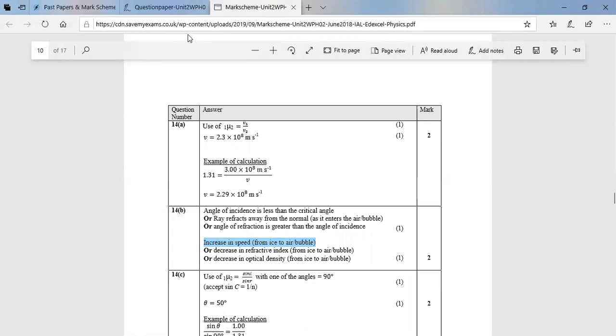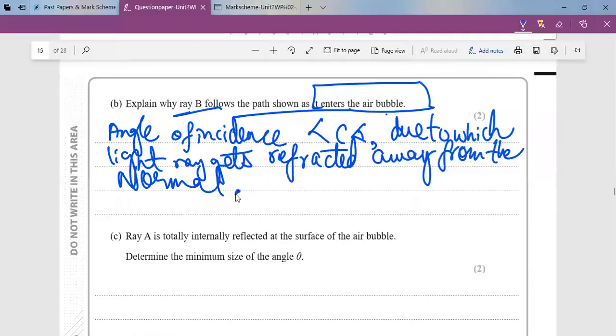And yes, definitely that's a true point, because you're moving from denser to lighter medium, the speed has to increase. There's an increase in speed, although it won't be a significant increase, but still there would be an increase in speed from ice to air.